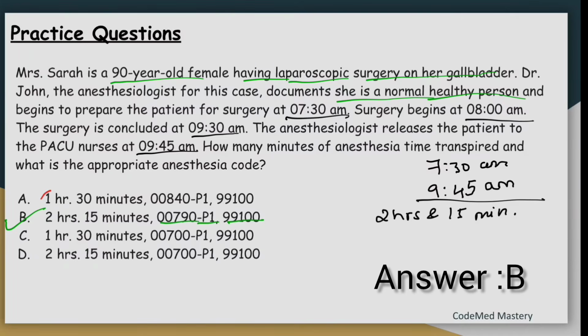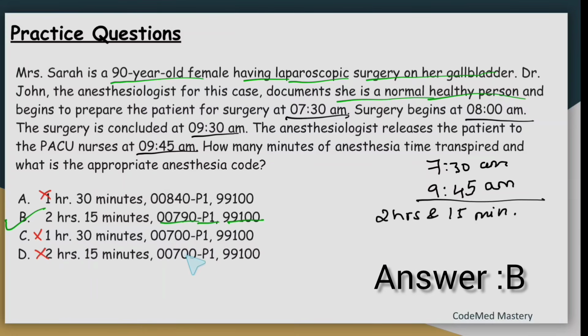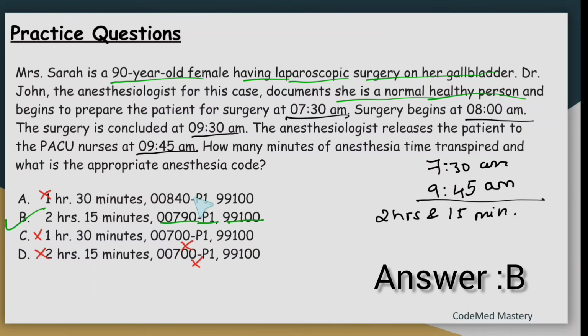The other options are eliminated because the time is wrong, and also the anesthesia code 00840 is for anesthesia for intraperitoneal procedures in lower abdomen. But according to the scenario, the anesthesia was for the intraperitoneal procedure in upper abdomen. And code 00700 is for anesthesia procedures on upper anterior abdominal wall. So that is also wrong. So we eliminated A, C and D. Option B is the right answer.